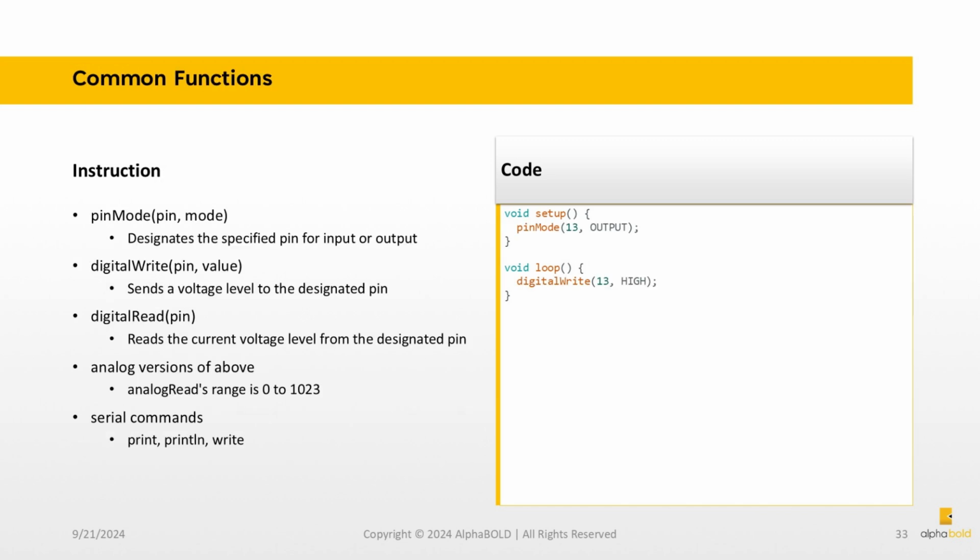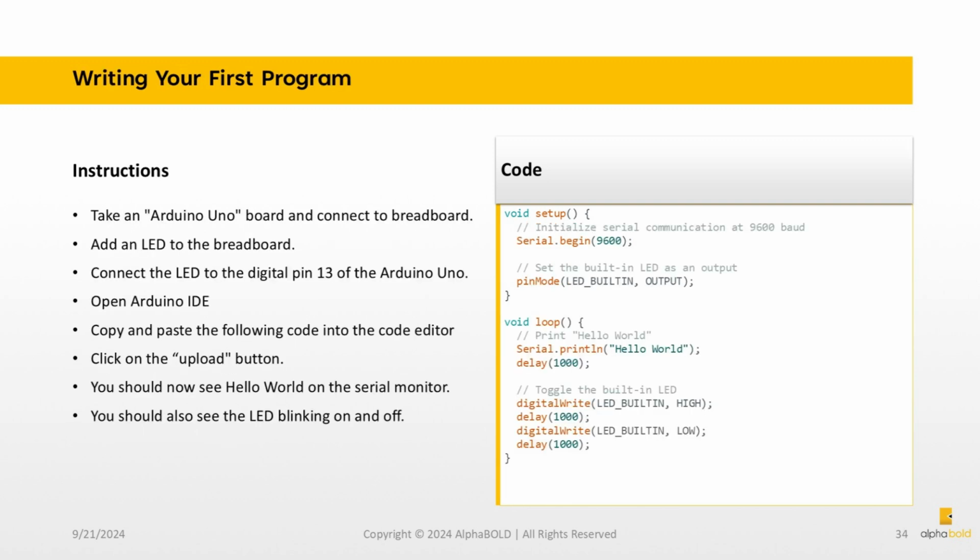Common functions: pin mode designates the specified pin for input or output. Digital write pin value sends a voltage level to the designated pin. Digital read pin reads the current voltage level from the designated pin. Analog versions of the above. Analog reads range is 0 to 1023. Serial commands: print and write.